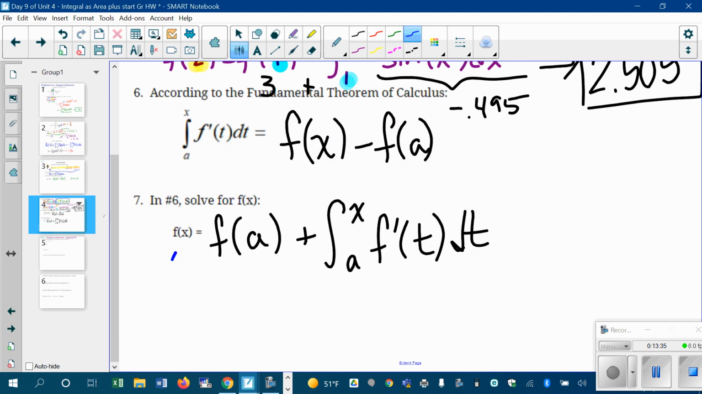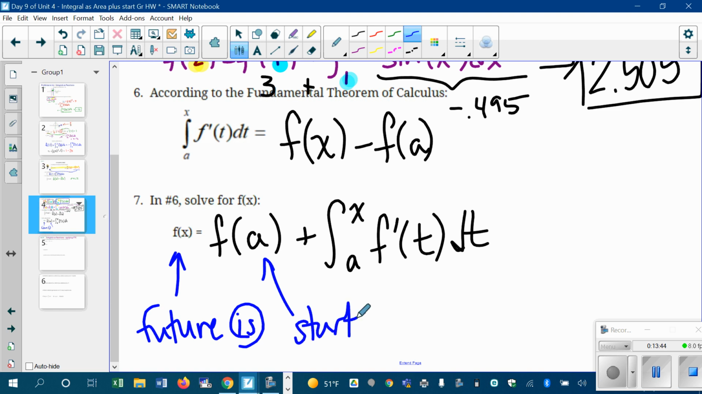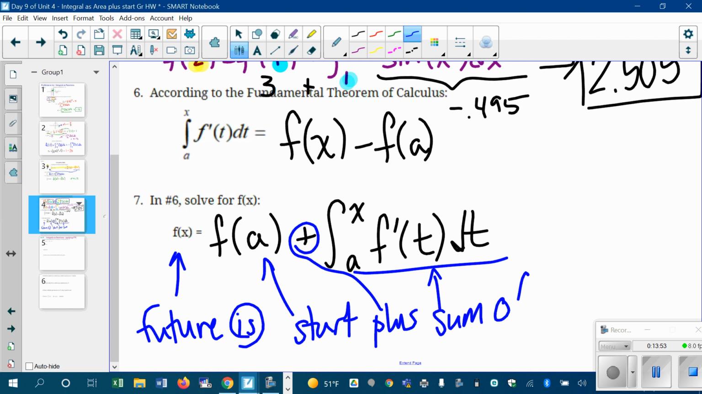Where I am in the future is where I start from plus the sum of all the changes since the start. Isn't that like what life is, friends? I'm just saying. I think that's what life is. That's why I call it the poetic version. It's meaningful. Think about you right now.